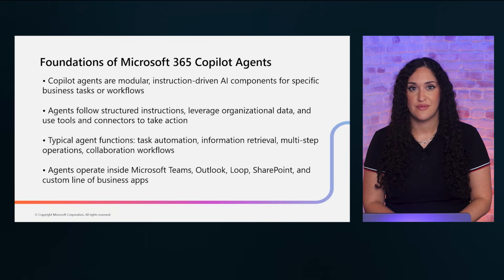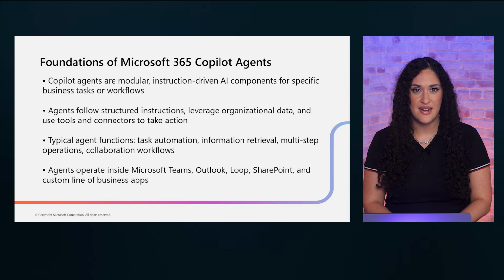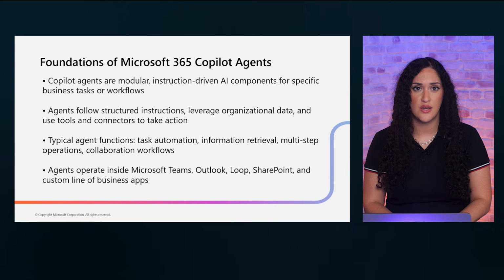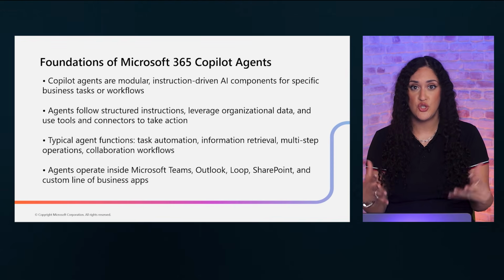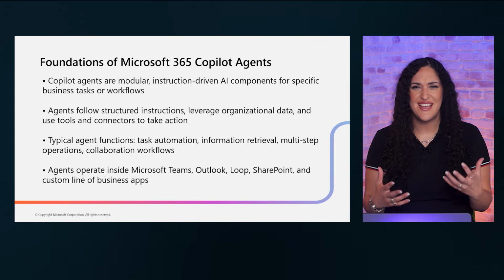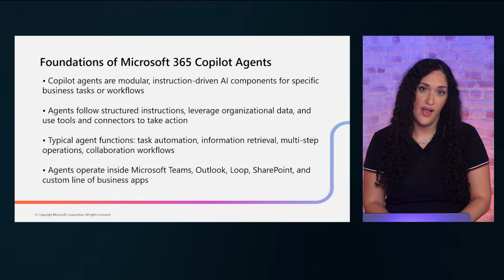Copilot agents are modular, instruction-driven AI components built for specific business tasks. They leverage organizational data through Microsoft Graph. They use connectors and tools to take action, and they operate inside Teams, Outlook, Loop, and SharePoint. Their typical functions include task automation, information retrieval, multi-step operations, and collaboration workflows. The golden rule: design each agent with a single clear purpose. Agents that try to do everything might end up doing nothing well.